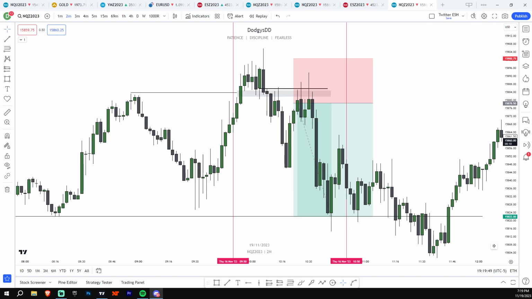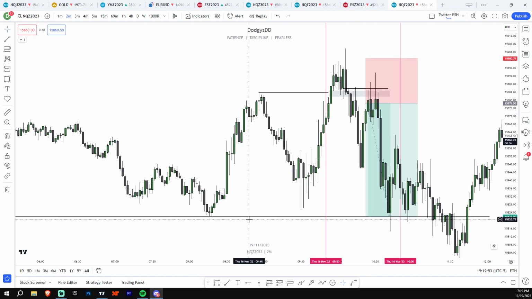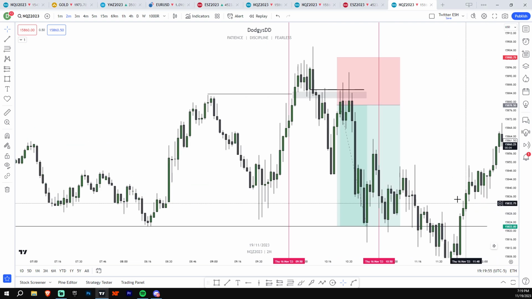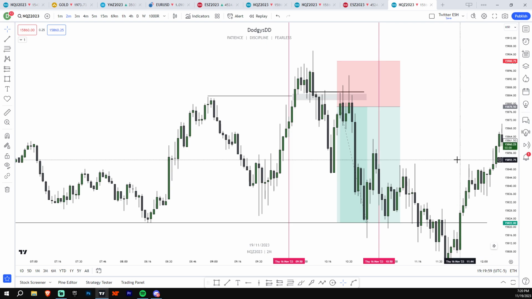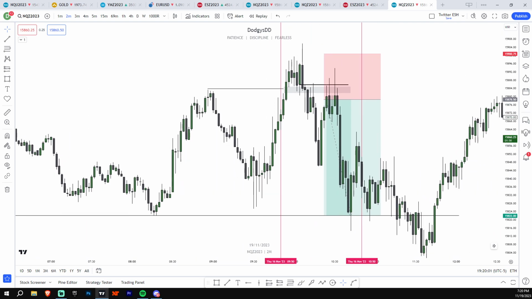Okay, and for this to work, you have to have a good, obvious draw on liquidity. So in this example, there's equal lows here. That's my favorite draw on liquidity, but if you're just guessing, then sometimes the macro is probably going to be useless to you. All right, so now you understand a little about that.